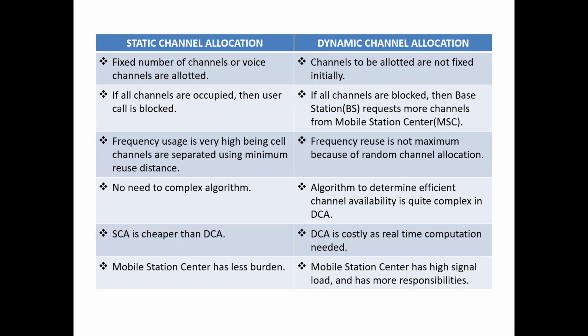There is no need for a complex algorithm in static channel allocation, while in dynamic channel allocation we need an algorithm to determine efficient channel availability. In static channel allocation, the mobile station center has less burden, and in dynamic channel allocation it has the responsibility. Because if all channels are blocked, the base station requires more channels from the mobile station center, so it has more responsibility compared to static channel allocation.